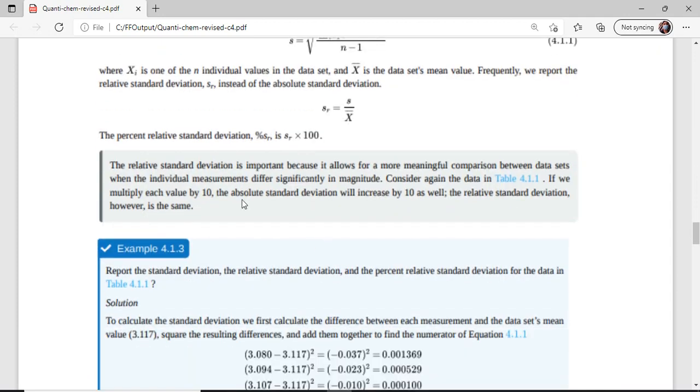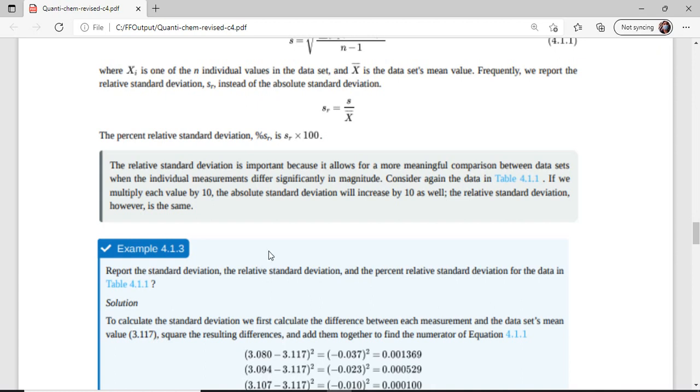So the relative standard deviation is important because it allows for more meaningful comparison between the data when individual measurements differ significantly in magnitude. Considering again our data, for example the pennies, if we multiply each value by 10, the absolute standard deviation will also increase by 10 as well. The relative standard deviation, however, will be the same. So we report the relative standard deviation and the percent relative standard deviation for your data.